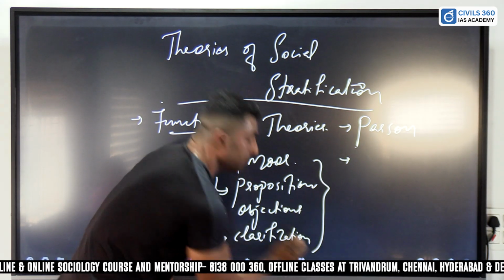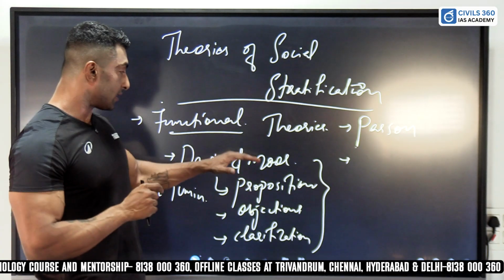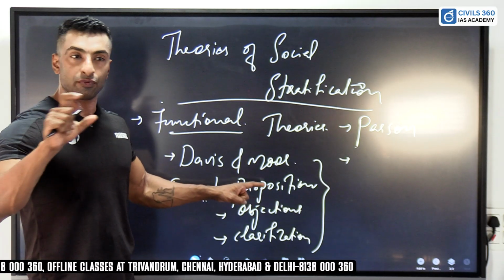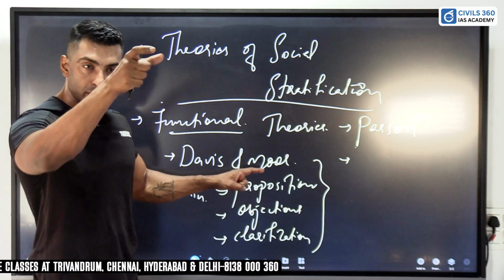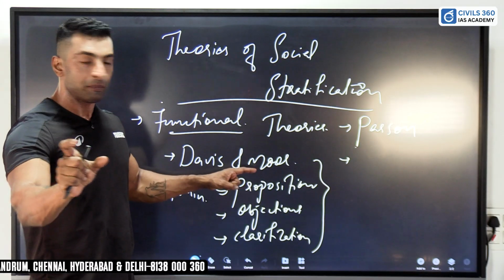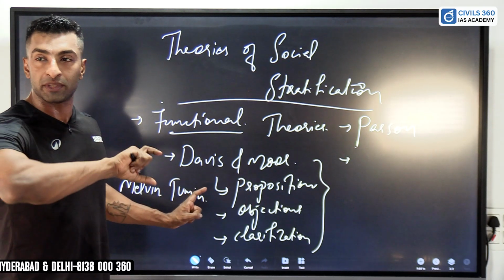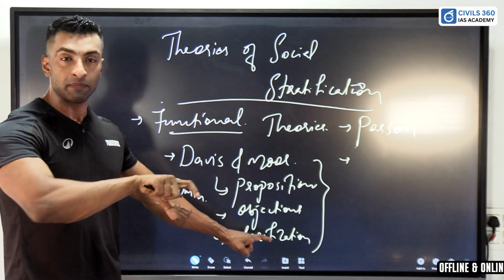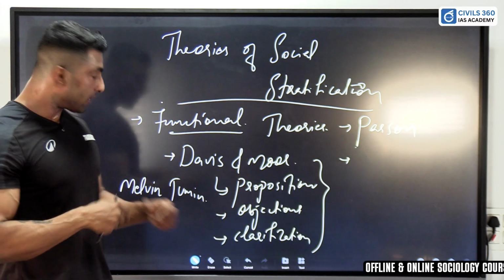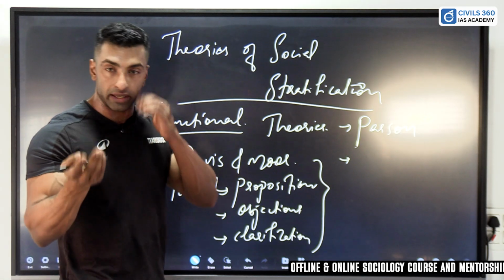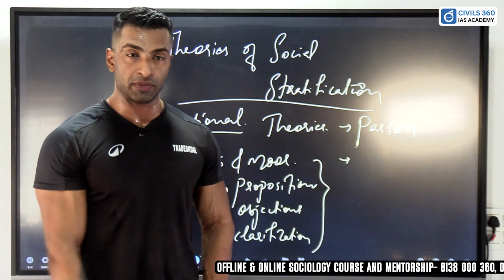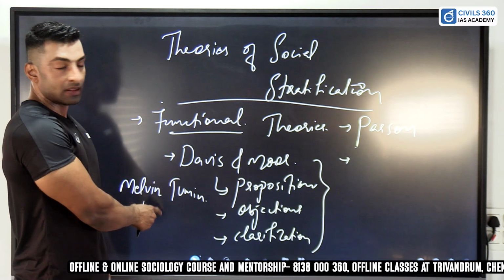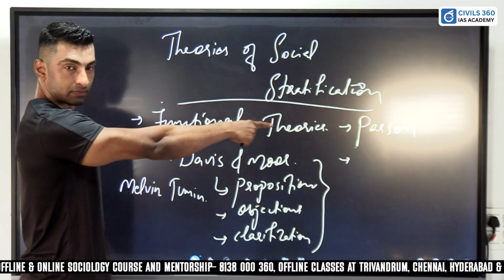So this is the theory. If Davis and Moore theory is asked, what do you need to write? Davis and Moore's propositions you need to write. The theory is in the form of certain propositions, and you will list down those propositions. Very simple. Then comes the objection by Melvin Tumin. We'll write those objections. And then he gives clarification and we'll write that. So they can ask you the question, what is Davis and Moore theory of stratification? How did Melvin Tumin object? Or even if they simply ask Davis and Moore theory, you still need to write this. If they ask functional theory, you need to write both.